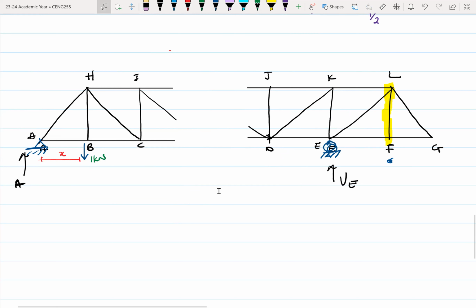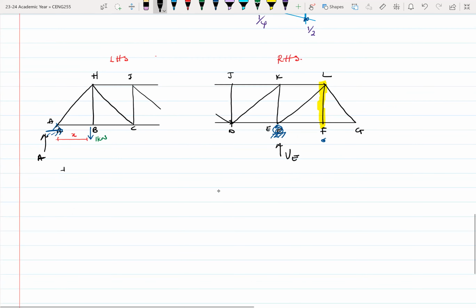So I have two sides, right? This is the left-hand side, and here we have the right-hand side. Okay. So initially, the unit load is going to be found on the left-hand side. Okay. So let's go with an if statement.